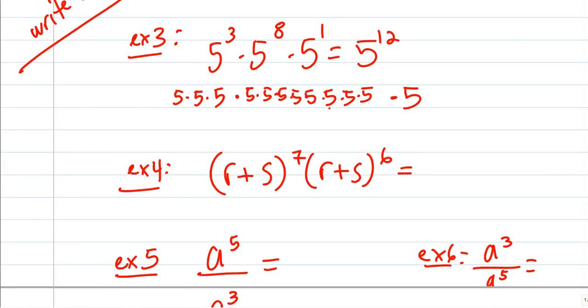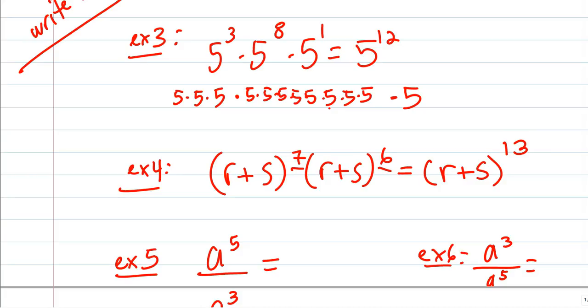when it's harder. What's our base? What's our group that we're multiplying by this time? And how many times am I multiplying it? 7 times and 6 times would give me a total of 13 times. Could I write that out there? Yes, I could write out r plus s 13 times.